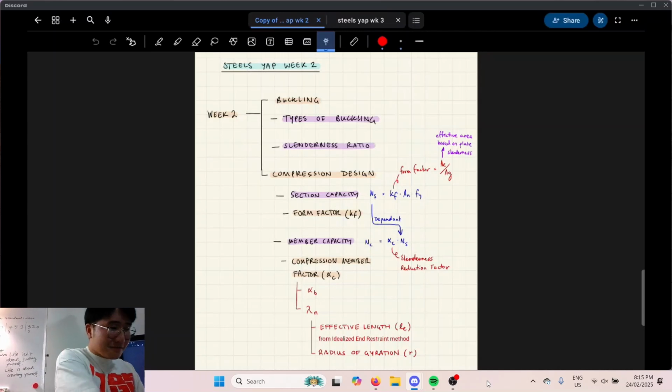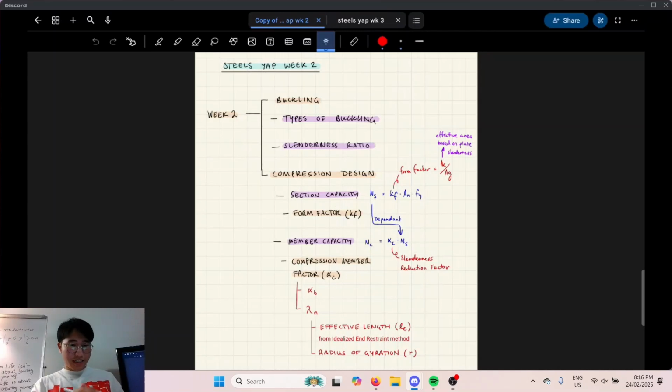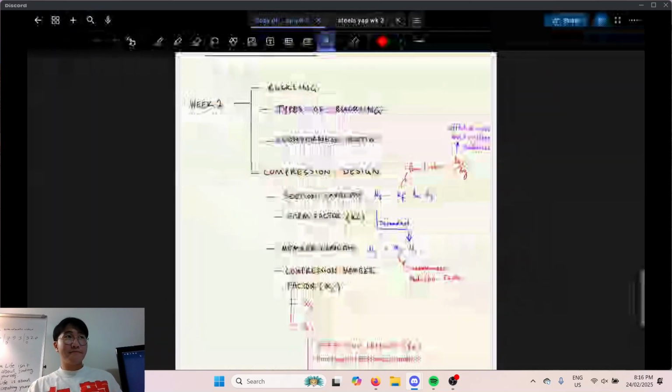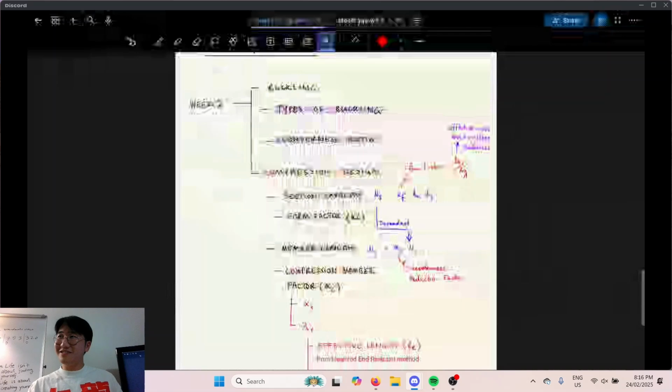Let's just go over quickly what we're going to talk about today. We're going to go over the types of buckling and how buckling will relate to something called the slenderness ratio, which, if you've done concrete, we don't touch on. No mind. But yeah, compression design.